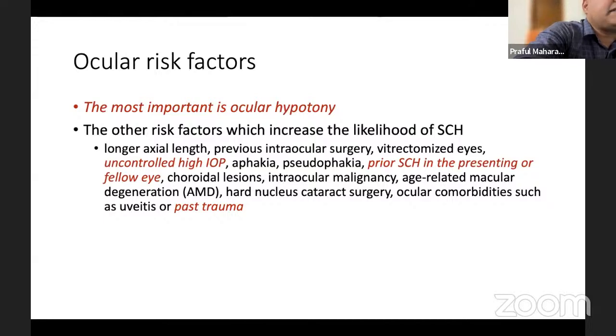History of trauma. In India, you get a lot of patients with a history of trauma. And if that is there, your vessels might have already been damaged. So that is also a risk factor. Other than this, there are some coincidental factors which have been associated with suprachoroidal hemorrhage, although a direct causal relation is not there, like hardness of the cataract, comorbidities, uveitis, intraocular malignancy. All this can also put the patient at risk of suprachoroidal hemorrhage.